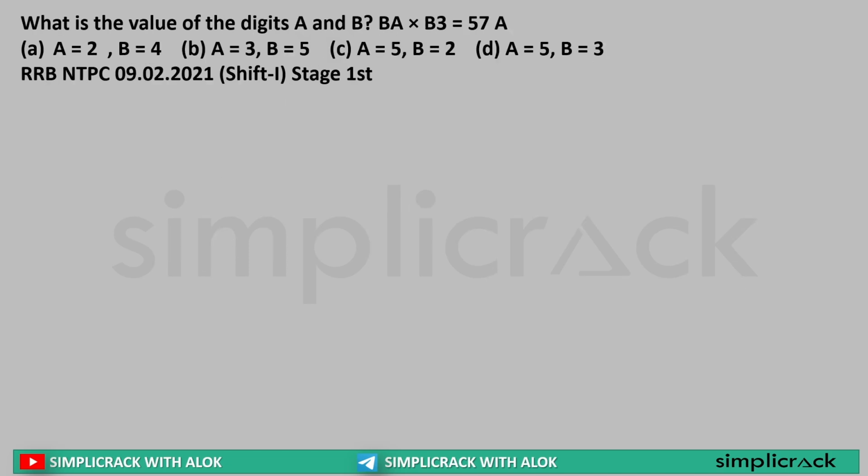Clear? Next. What is the value of these digits A and B if BA into B3 is equal to 57A? Now understand what this question is saying. See, if I'm saying the value of A and B, for example, A is 2, B is 3. If I write BA, that means B is 3, A is 2, multiplied by B3, that means 3 into 3 is equal to 57A, that means 572. Okay, so this is how this question will be written.